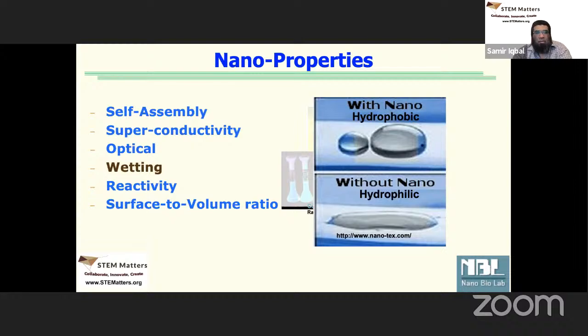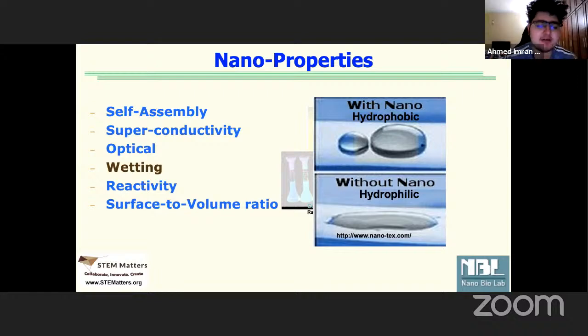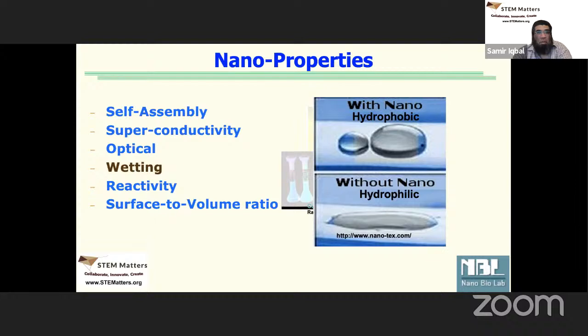Yes, Ahmed, go ahead. Yes, sir. I want to ask. In the Feynman talk, he states we could write the entire library on the head of a pin. So does that concept use self-assembly? Is it related to self-assembly? It can be self-assembly. Yeah, if you can use self-assembly to write zeros and ones, think about it. That zeros and ones binary, we can code information as binary, right? So that's an interesting way to look at it.